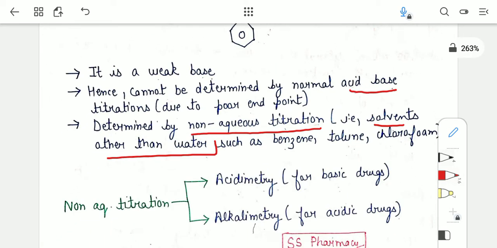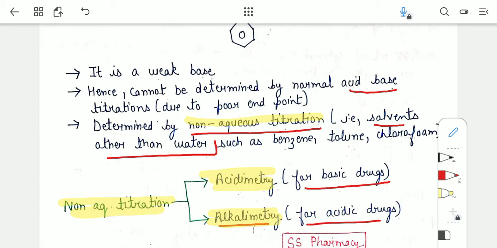Up to here we are clear that for the estimation of sodium benzoate we will use non-aqueous titration. Now non-aqueous titrations are further of two types, acidimetry and alkalimetry. We have talked about both of them in a separate video. Acidimetry is used for the estimation of basic drugs, and alkalimetry is used for the estimation of acidic drugs.